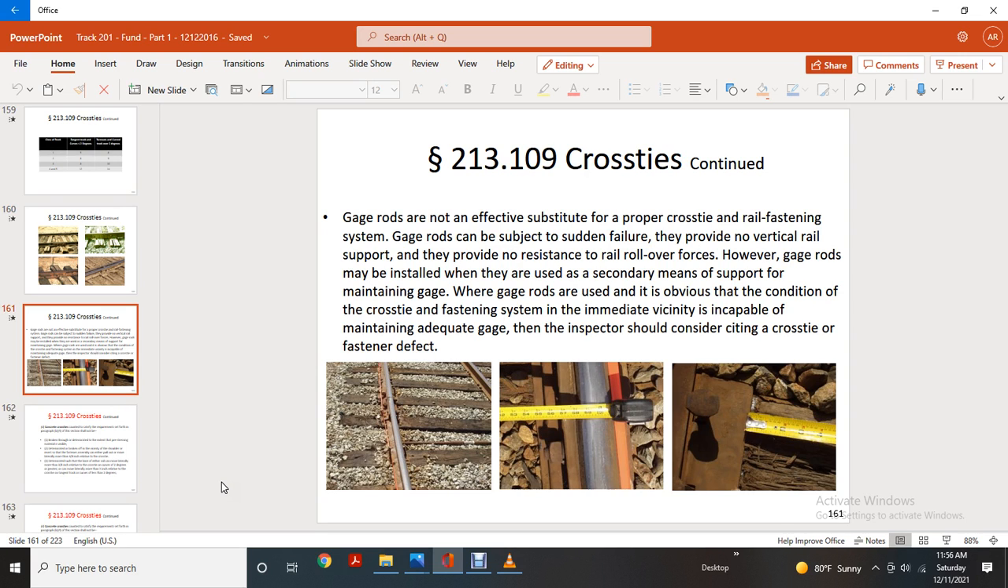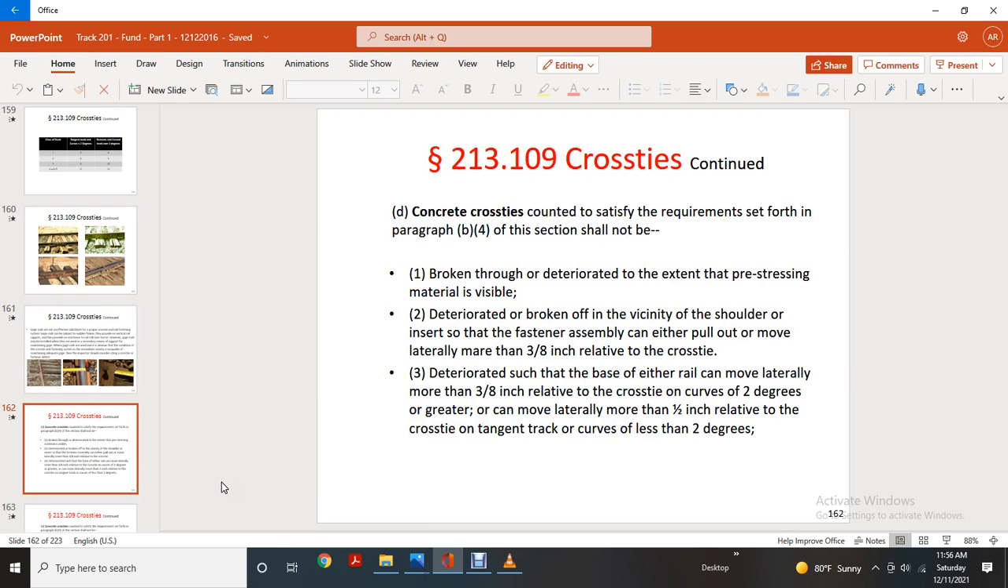The inspector should consider this case as a cross tie with a fastener defect. Concrete cross ties must comply with the safety requirements set forth in paragraph B4 of this section: broken through, deteriorated to the extent that the pre-stressing material is exposed, deteriorated or broken off at the rail seat, or the insert or fastener assembly pulls out or moves laterally more than 3 inches relative to the cross tie, on curves of 2 degrees or greater, or more than 1/2 inch relative to the cross tie on tangent track and curves less than 2 degrees.